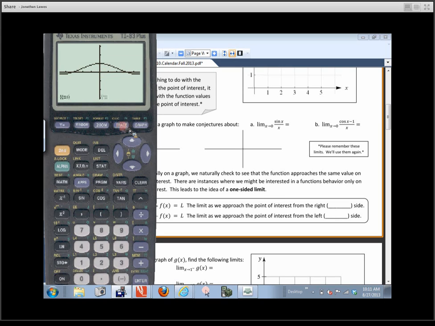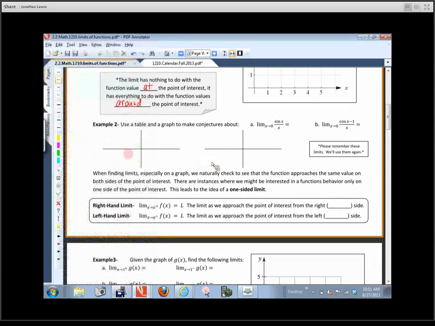We could hit trace, and notice there is actually a hole. It knows there's not one there. At 0.1, we've got 0.998, and at negative 0.1, we've got positive 0.998. Pretty good evidence. So if we drew a picture of it, it looks something like this, and the limit here is 1.